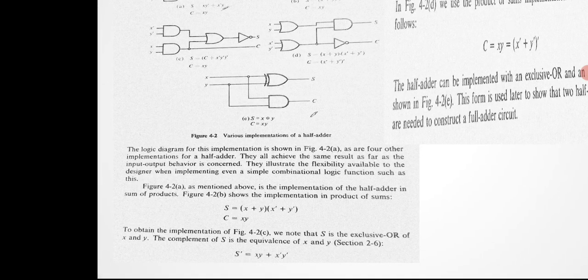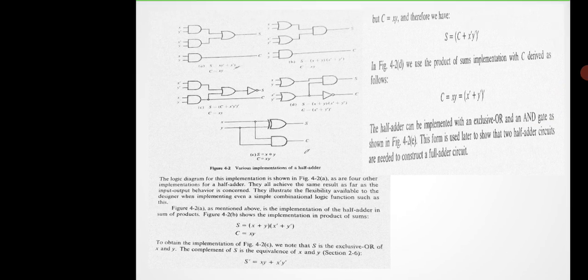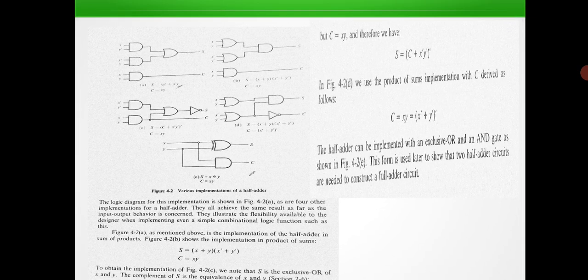Next, S equal to X plus Y and X dash plus Y dash. Ultimately, you are going to get XY. Fine. So S is X plus Y and X dash plus Y dash. C is X into Y. To obtain the implementation of 4.2c, we note that S is the exclusive OR of X and Y. The complement of S is the equivalence of X and Y. So S dash equal to XY plus X dash Y dash. So they have gone for the complement of S.